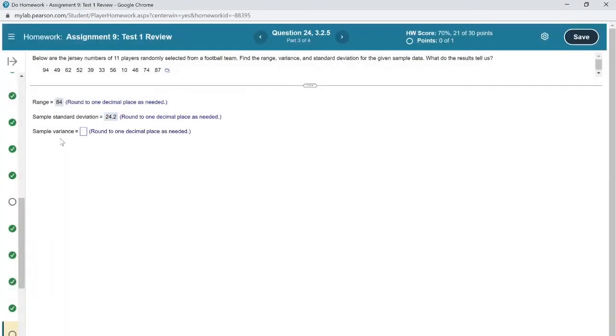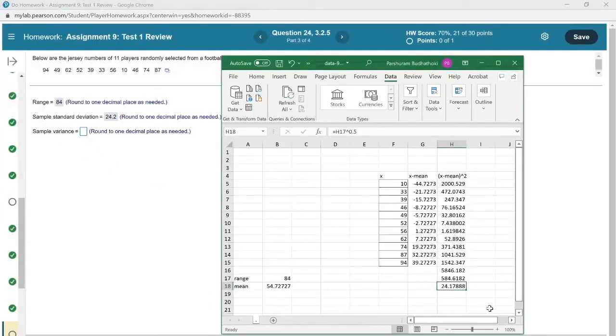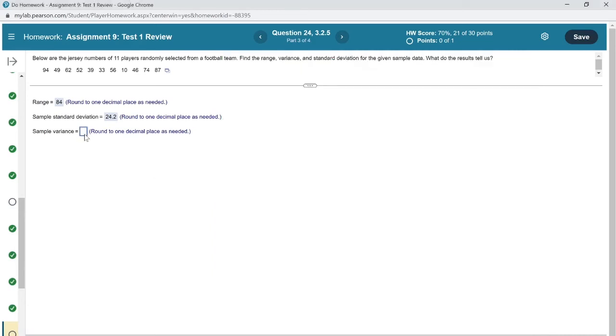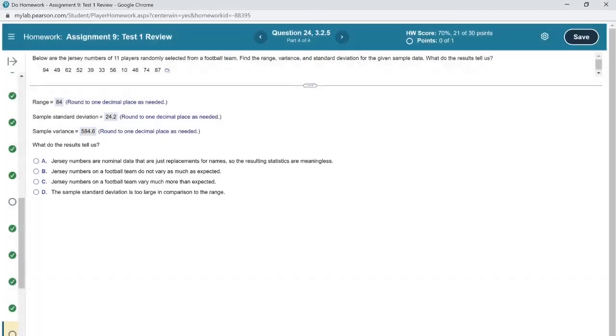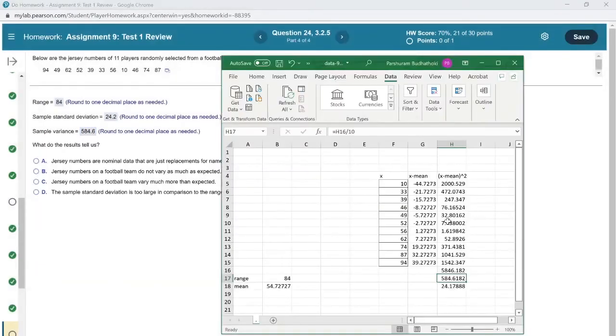Okay, so the variance is the square of the standard deviation, which is 584.62. So that means it's 584.6. That's how we can use Excel to calculate the standard deviation very easily.